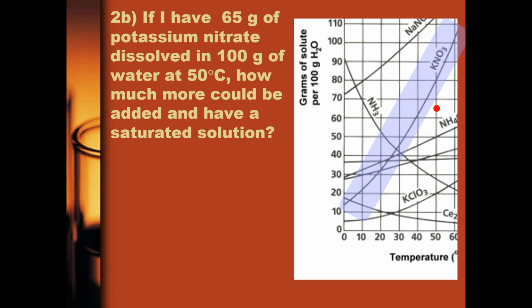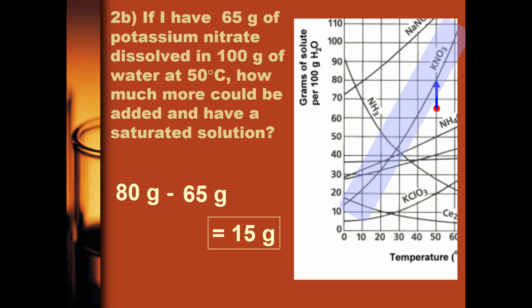We can go about solving this in two ways. One, we can go ahead and say, well, 80 is the max. We already have 65. That's 15 grams more. That's the answer. Or you can just take your point on the graph and just count up until you hit the line, and that's 5 grams, another 10 grams, so a total of 15 grams to get to the line. Two different ways to get to the same answer.